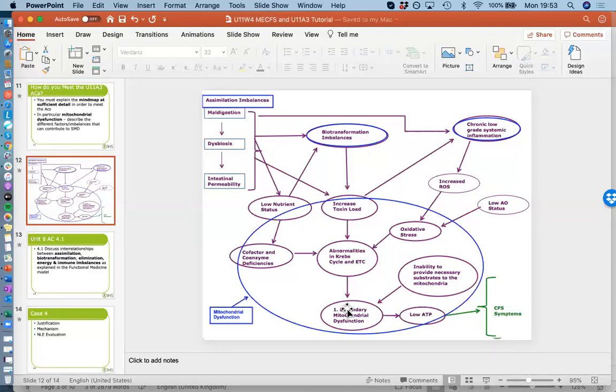You could have a paragraph on secondary mitochondrial dysfunction, and then a paragraph on oxidative stress, a paragraph on toxic load, and how it relates to this. There are different ways in which you can organize it. If someone doesn't want to start with secondary mitochondrial dysfunction as an imbalance because they feel they can explain it better in a different way, that's absolutely fine. But I would imagine for a lot of people, it will be easier to start with this one and then work backwards.